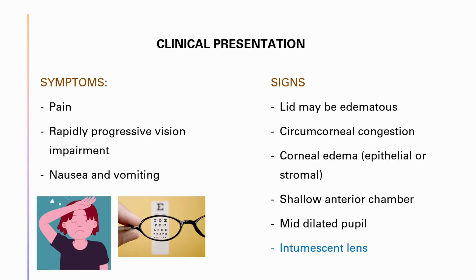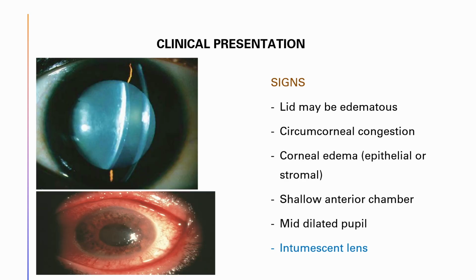The clinical presentation is, symptoms are pain, rapidly progressive visual impairment, nausea and vomiting, and the signs are lid may be edematous, circumcorneal congestion, corneal edema, shallow anterior chamber, mid-dilated pupil, and intumescent cataractous lens.